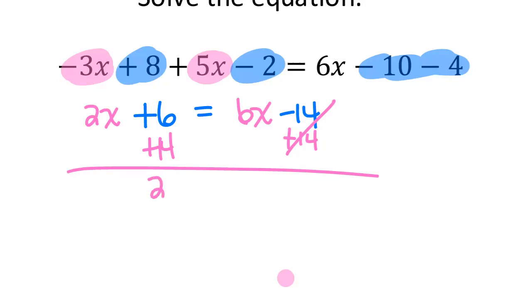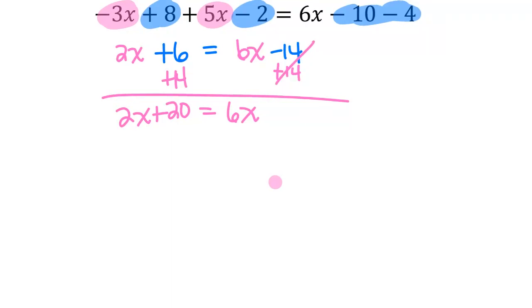And this gives you what, 20? 2x plus 20 equals 6x. You could have done the x's first too. So if you did the x's first, it's fine also. And then what do you do after?